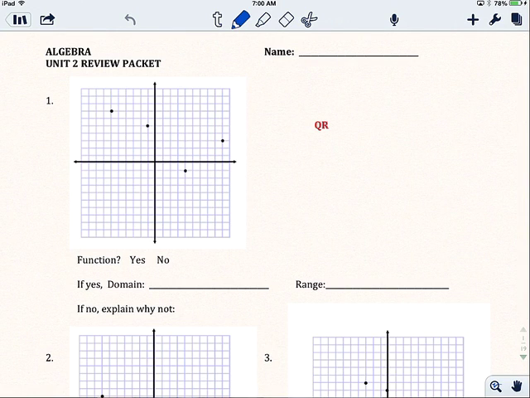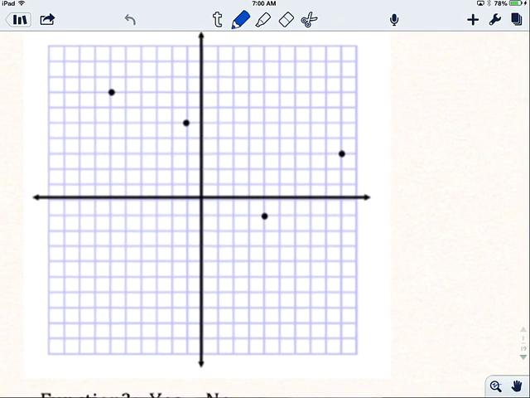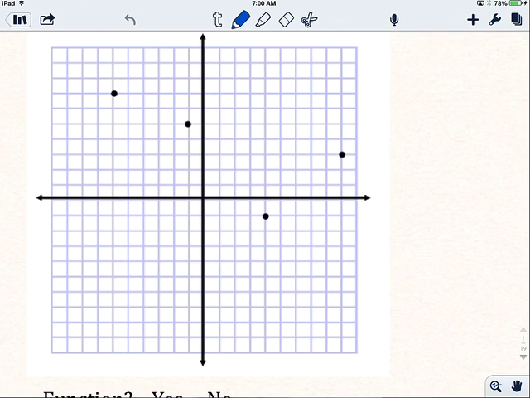All right, if you're having trouble remembering how to find a function, here we go. We're going to do number one together here. So the question is whether or not this is a function, and there's two ways to think about it. The first way is to think about what we call the vertical line test.